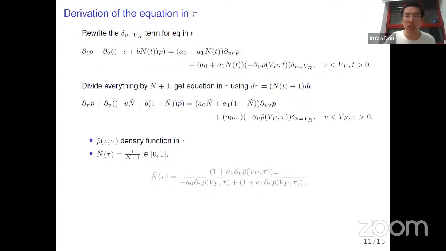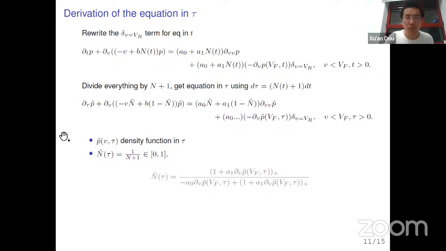Since the time scale tau is defined by this change of variable, we just divide everything by n+1 for the equation in t. And then the time derivative in t will become the time derivative in tau. And we use p tilde for the new density function in tau. And here, these coefficients are just divided by n+1, and we introduce the notation n tilde to write them. And here, the ellipsis just means this coefficient is the same as the diffusion coefficient.